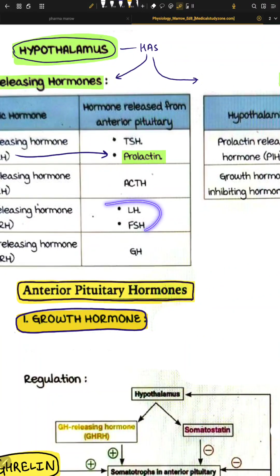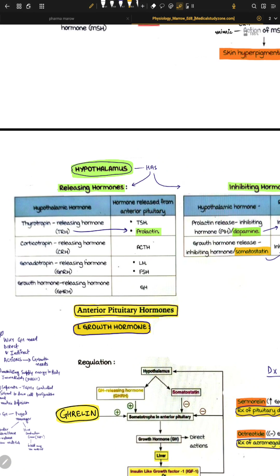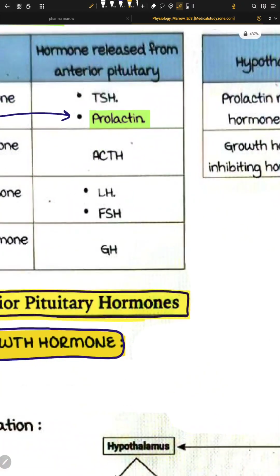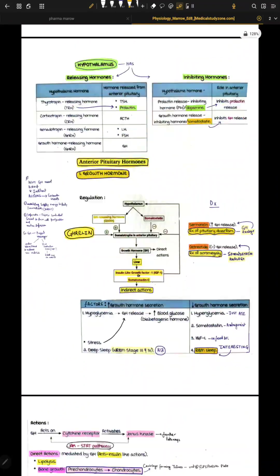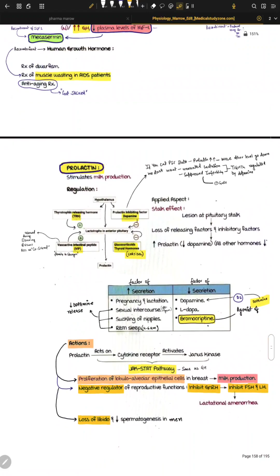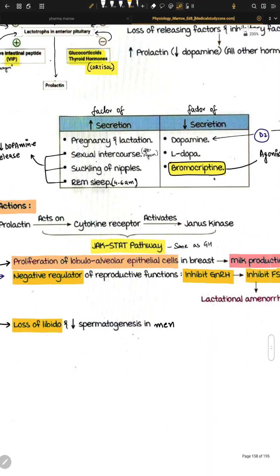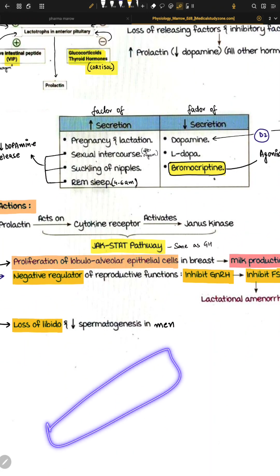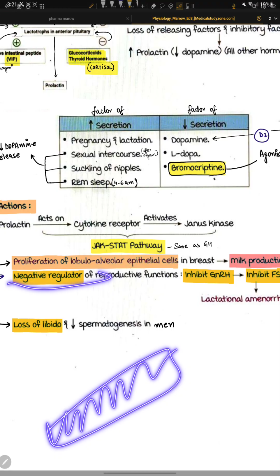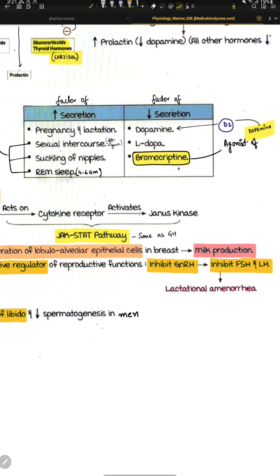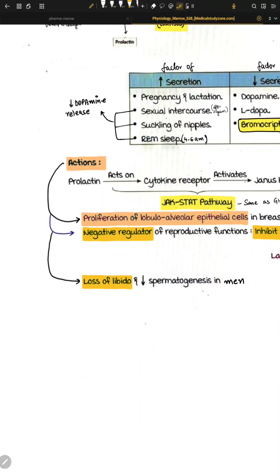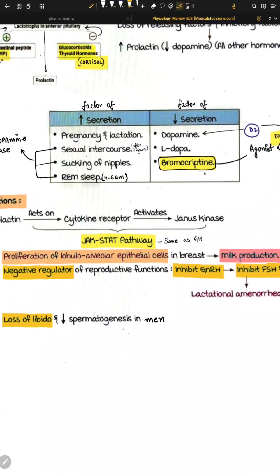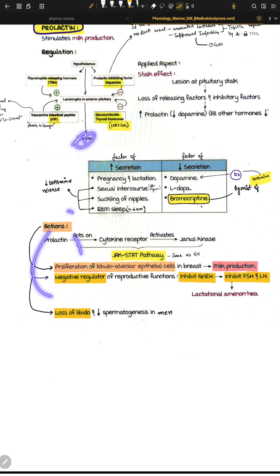So if you put a brake on LH and FSH, you won't be able to make the endometrial layer. So LH and FSH, we need this for female reproductive health. So prolactin stops the endometrial layer being made. So it is a negative regulator of GnRH, inhibits FSH, causes lactation amenorrhea, loss of libido in men, loss of spermatogenesis in men, and this is the action of prolactin.